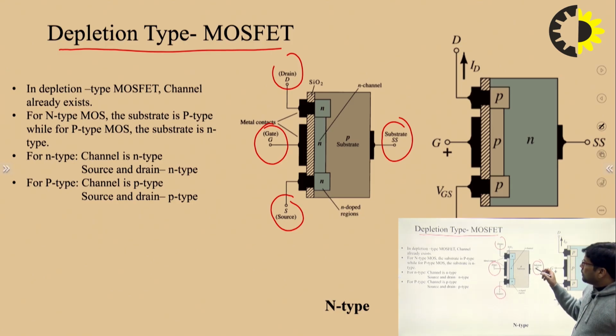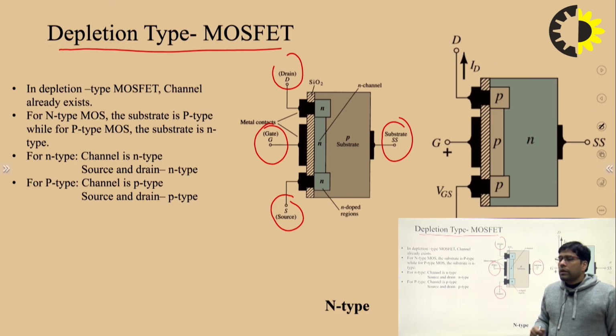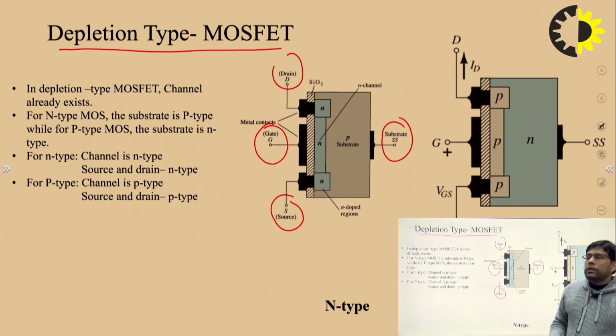So why we call this an n-type depletion type MOSFET? Because here the channel is created n-type, the channel is present in the n-type. So that's why this device is known in terms of the type of channel. If the channel is p-type, then you can say p-type depletion type MOSFET, and if the channel is n-type, then you can call it the n-type depletion type MOSFET.